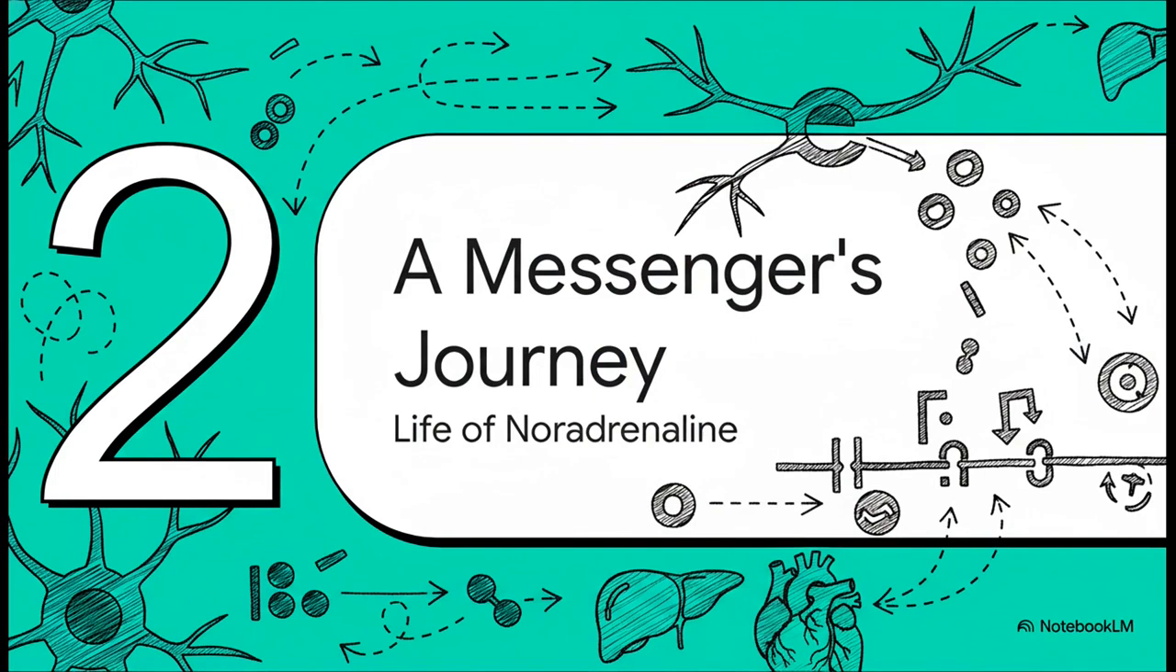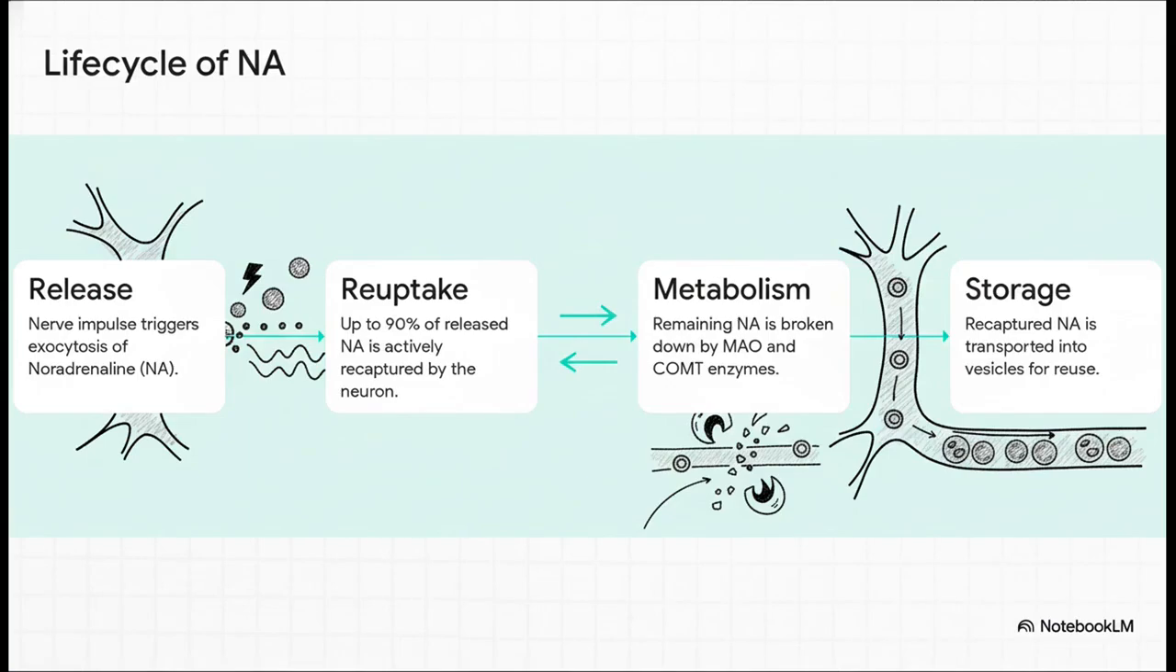Okay, so to understand the system, we need to focus on the main character in our story today, and that character is the chemical messenger noradrenaline. We are literally going to follow its entire life story from the moment it's created to the moment its action is terminated. So this journey, you could call it the life cycle of noradrenaline, has 4 key stages. First, it gets released into action. Second, most of it is taken back up, or reuptake. Third, whatever is left over gets broken down, which we call metabolism. And finally, the part that was taken back up gets put away into storage for later use. Release, reuptake, metabolism, and storage. Let's look at each one.